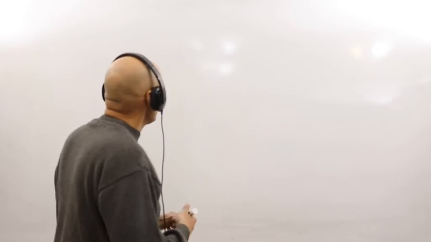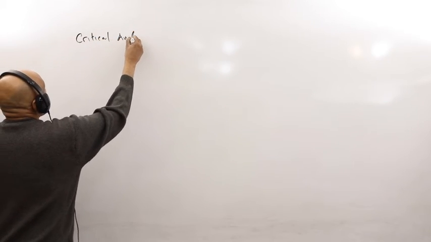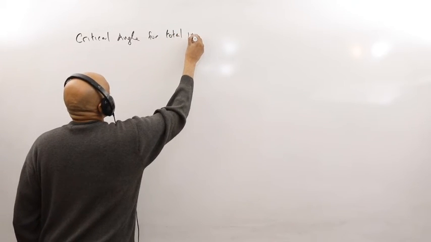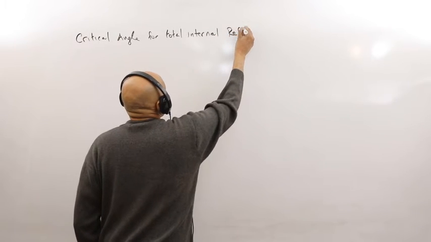Okay, so we're going into recitation number 2, problem number 5, I think. Yeah, problem number 5. So the question is, we were asked to find something called the critical angle. And this is the critical angle for total internal reflection. It's a big word, right?